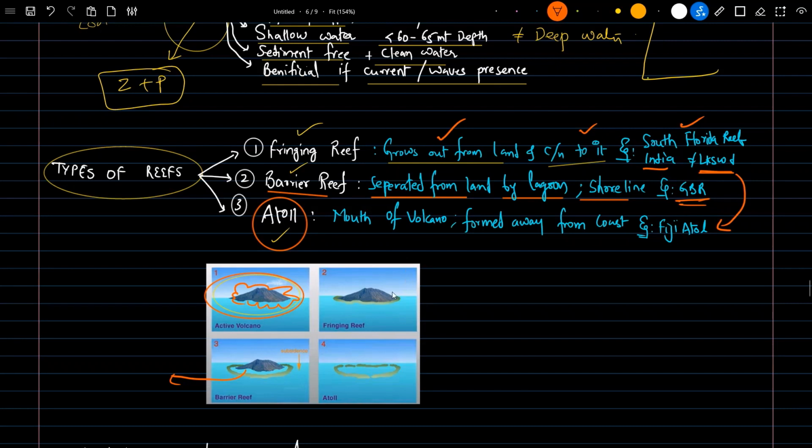The third type is the atoll. An atoll is basically whenever there is a sinking of this volcano, then there will be only the reef present around, with no landmass connected to it. So it is found away from the coast. It is around the mouth of the volcano. Examples are the Fiji atoll and also the Lakshadweep atolls.